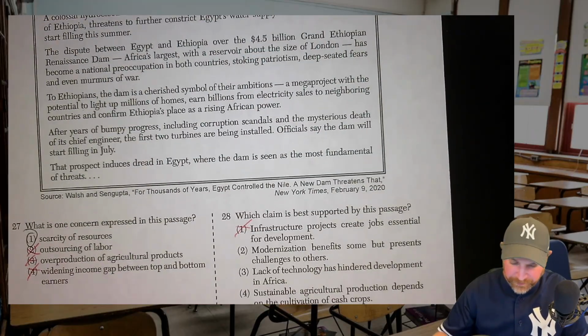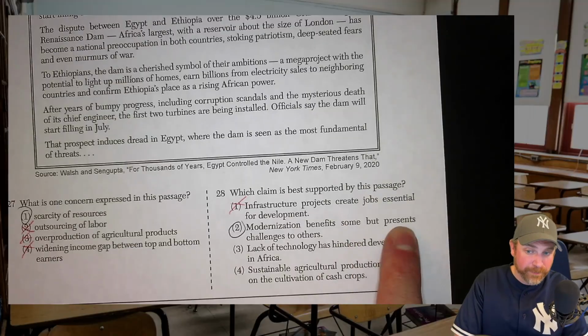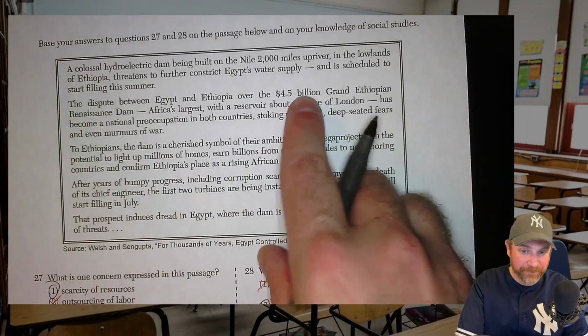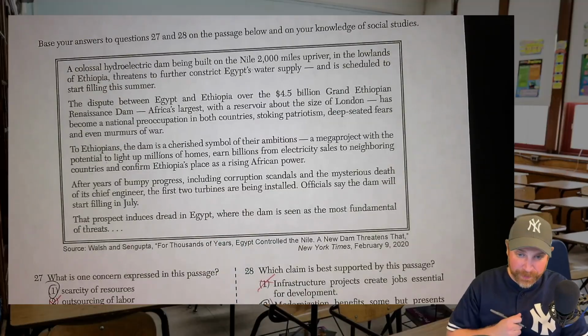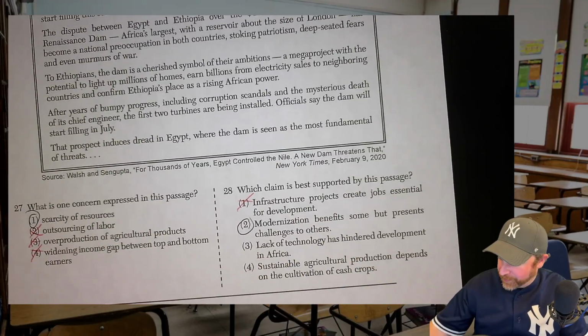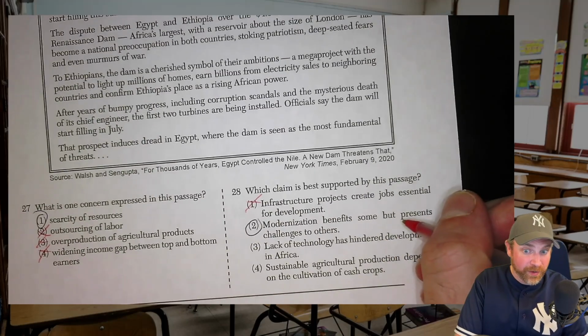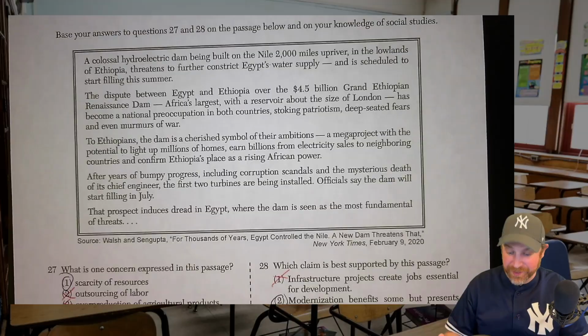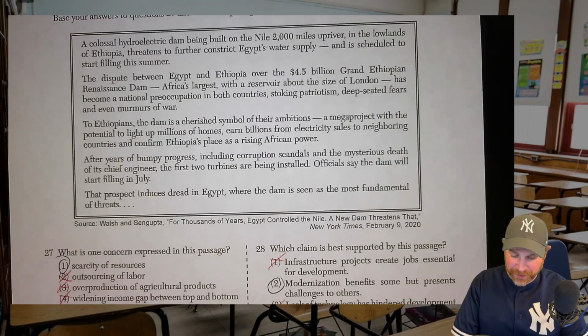Choice 2 is the answer. Modernization benefits some, but presents challenges to others, right? The dam is benefiting Ethiopia, but it's now causing a challenge for Egypt. Lack of technology has hindered development in Africa. Well, remember, hinder means slow down, right? I don't see this because they're building dams and generating hydroelectricity. That's not a lack of technology.